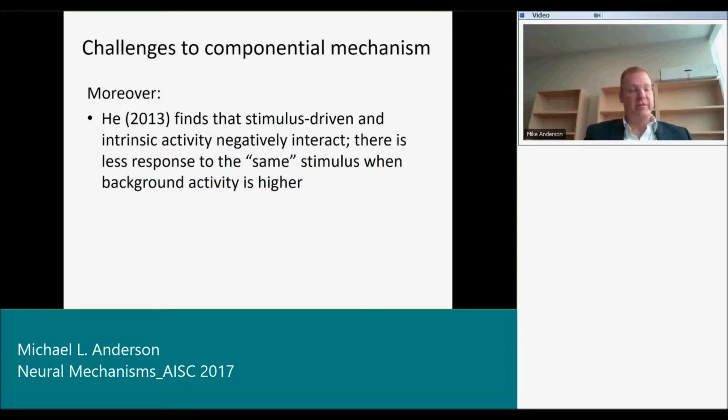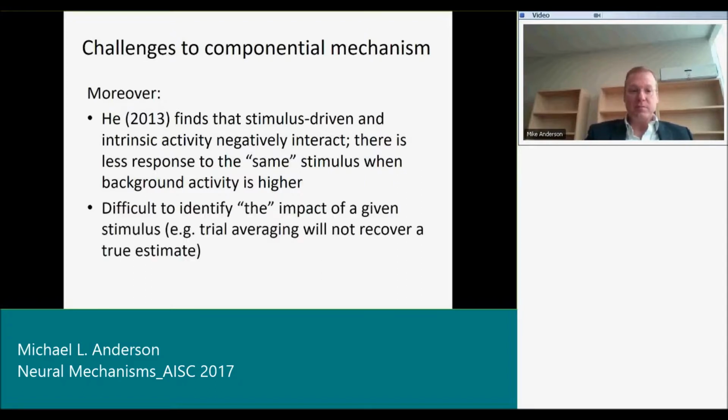And there are other kinds of suggestive potential issues with both the mapping assumption and componential mechanistic explanation. So here's one, a very small example, but I find it quite telling. A recent study by He finds that stimulus-driven and intrinsic activity negatively interact. That is, there's less response to the same stimulus when background activity is higher. Why is that important? Well, that means it's difficult to identify the impact of a given stimulus. What does a stimulus actually do? Trial averaging won't recover the true estimate. And so what is it that a stimulus is actually causing?